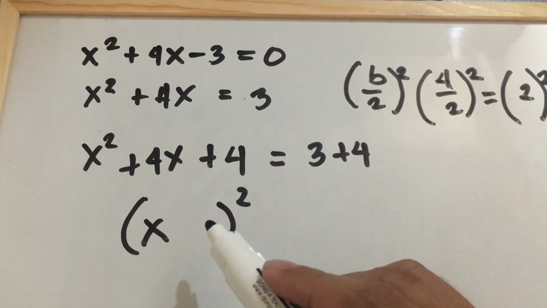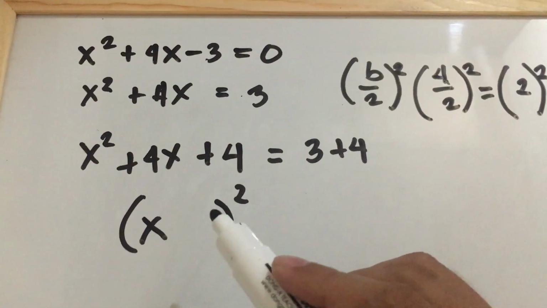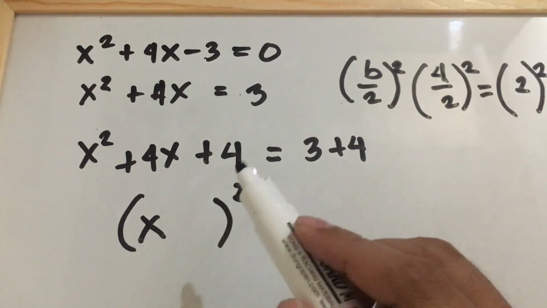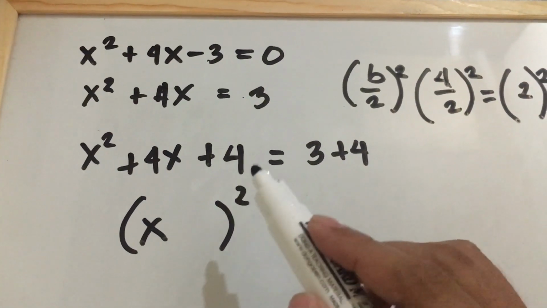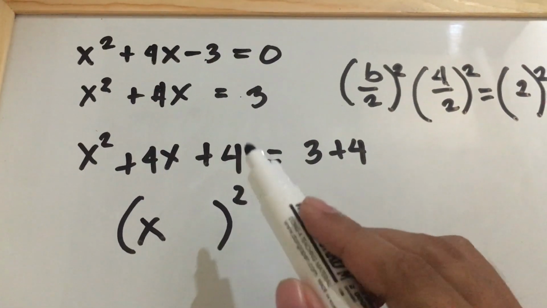So what do we do? We look at the number that we added. What is that number? It is 4, right? Okay. What we do is take the square root of that number.